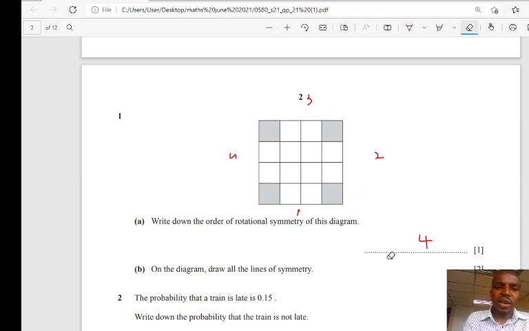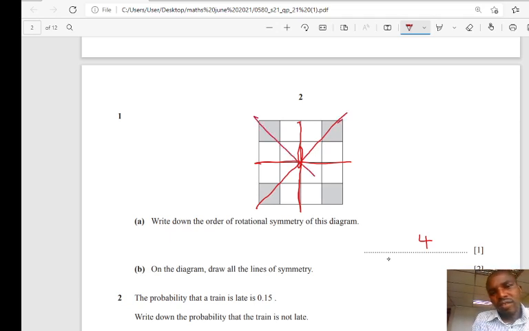Then second question. On the diagram, draw all the lines of symmetry. Lines of symmetry divide the shape into 2 equal parts. So if you can draw a line from this point to this point, this one 1, then 2, then 3, then 4. So if you can flip this side and this side, they equally match. That's the lines of symmetry.